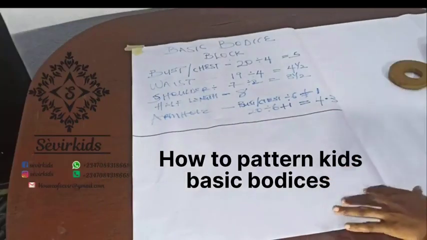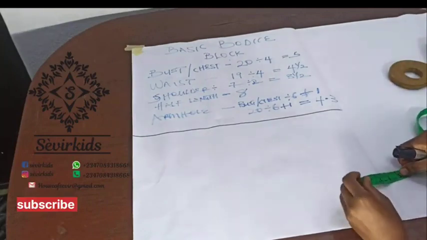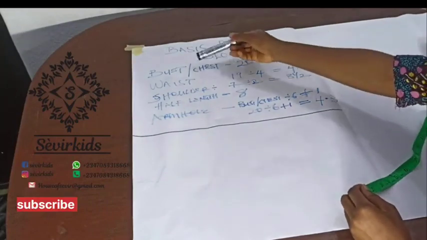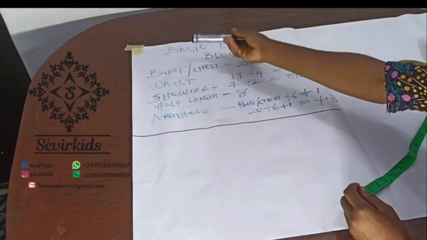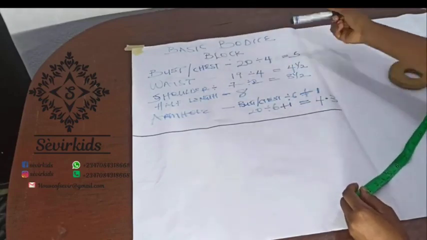Welcome back to class. This class is about how to pattern our basic bodies. As you can see, we have our chest, bust. Some people call it bust, but for kids we call it chest. That's why I have to slash it together. We have our 20, and I've already made the division.